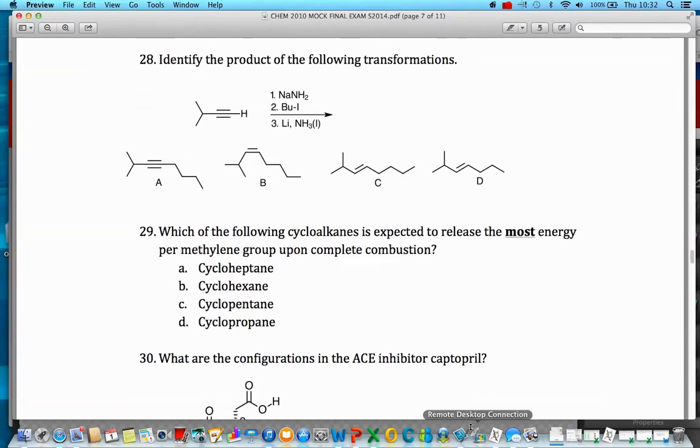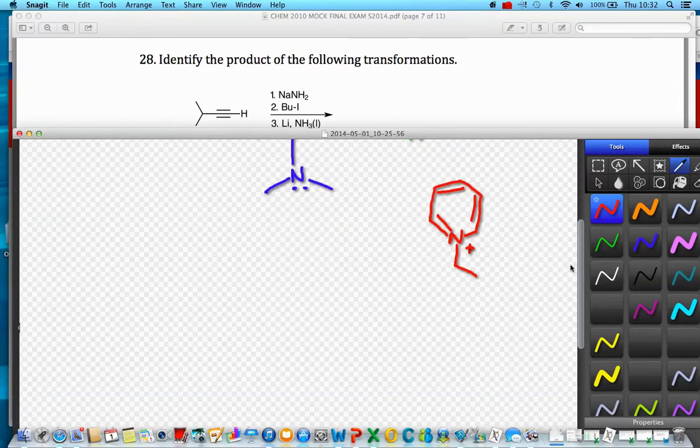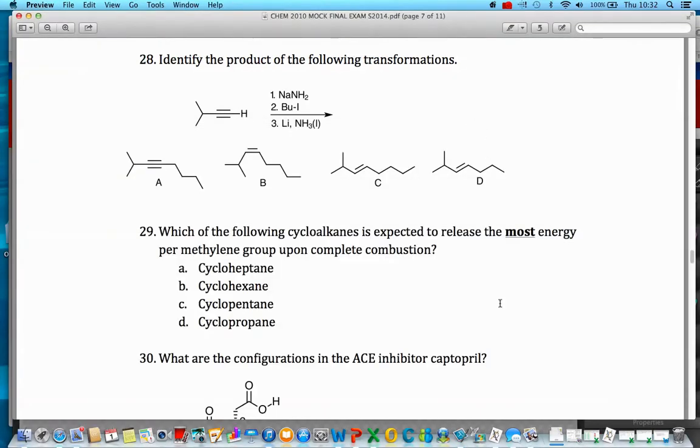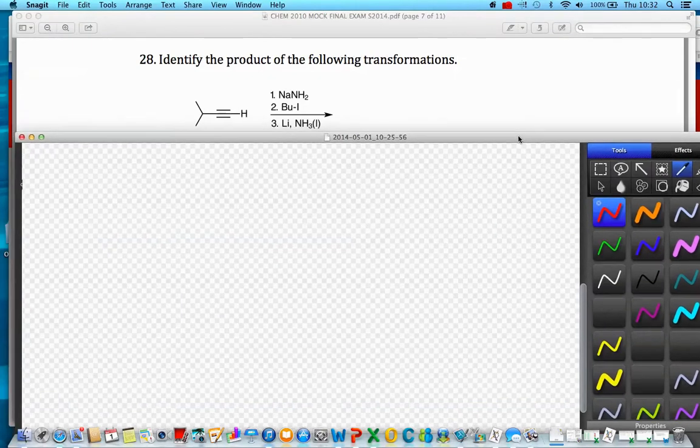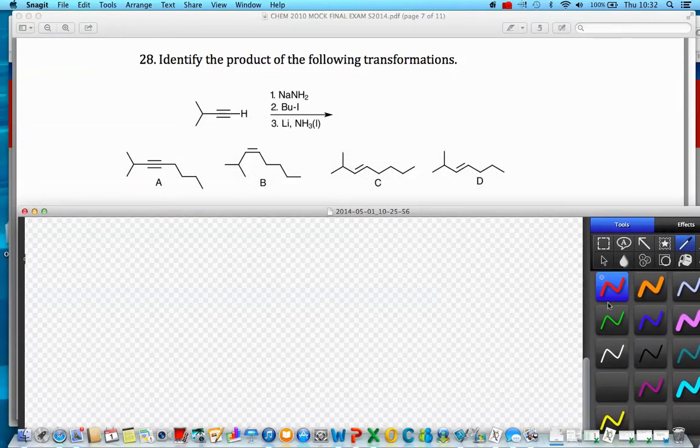All right, let's look at 28. We have a little bit of alkyne chemistry. So we are going to take this alkyne. We are going to react it with amide ion to deprotonate. Now you don't need to push arrows on the test. You really don't have that much time. But since we're using this for a study tool, I'm going to go ahead and do the arrows for you.